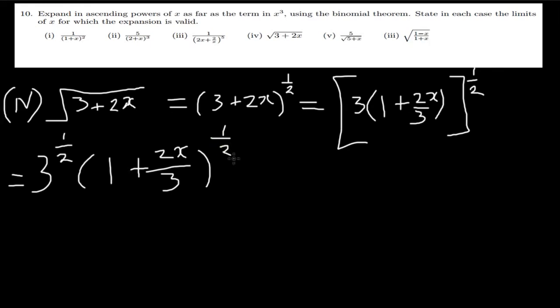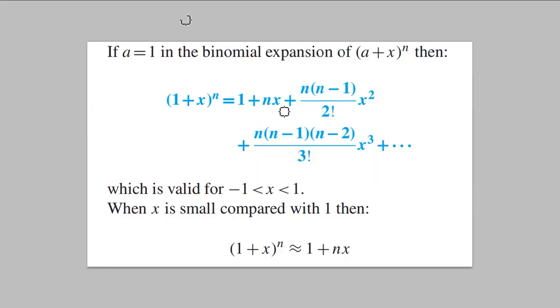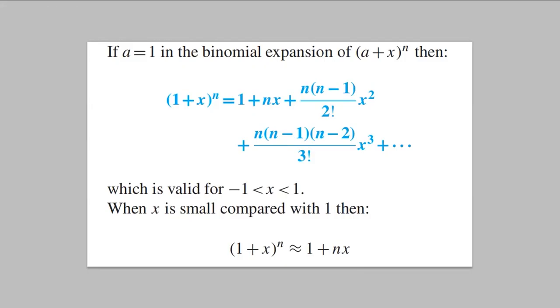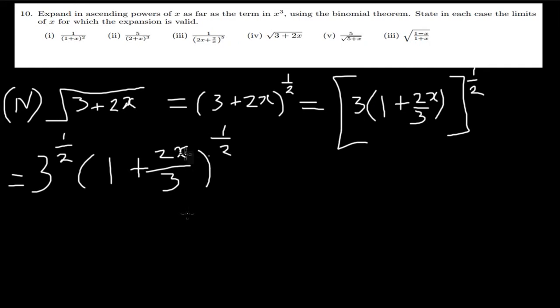So this is now easier to expand. You can expand it using the same expansion here. You can expand it according to this question. The value of n there is half, and the value of x in our expansion is 2x over 3. So you expand everything there the way we did the previous questions. Let me just help you to find the limits of which x is valid.